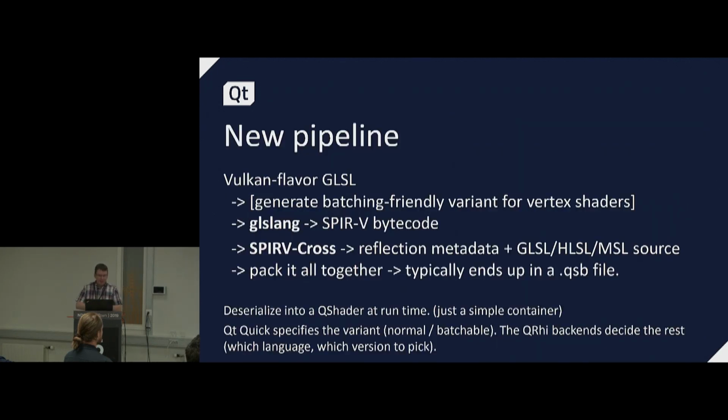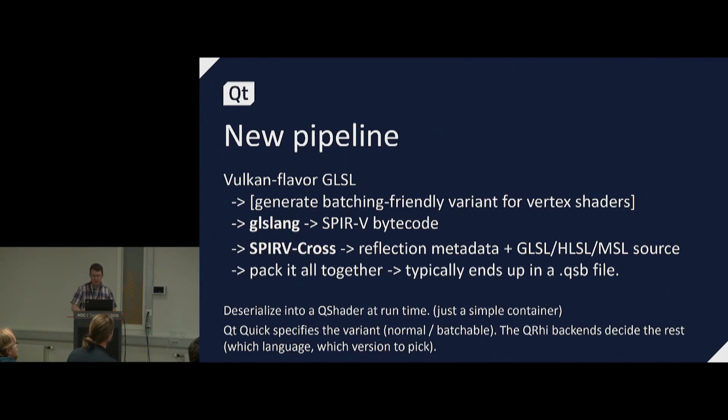So what we are doing is that we are kind of using some third-party components. We take our Vulkan style GLSL, do the rewriting if we need that, and we use glslang, which is an open source project that compiles GLSL to SPIR-V. SPIR-V is this bytecode, another standard from Khronos. And of course, Vulkan can use SPIR-V directly. But for the other APIs, we go through SPIRV-Cross, which is another library.